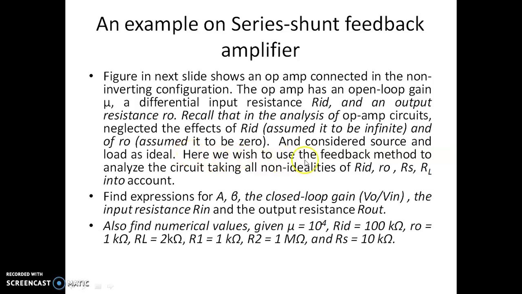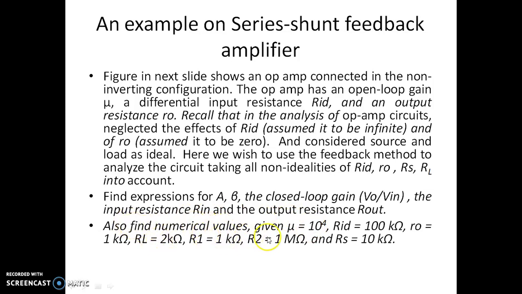So here we wish to use the feedback method to analyze the circuit taking the non-idealities of RID, R0, RS, and RL into account. So by taking all these non-idealities of the amplifier, which is RID is not infinity, R0 is not 0, RS is not again 0, and RL is not infinite, we consider all finite values and try to find an expression for the open loop gain of the amplifier, the feedback factor, the closed loop gain of the amplifier, and the input and output resistance of the amplifier.